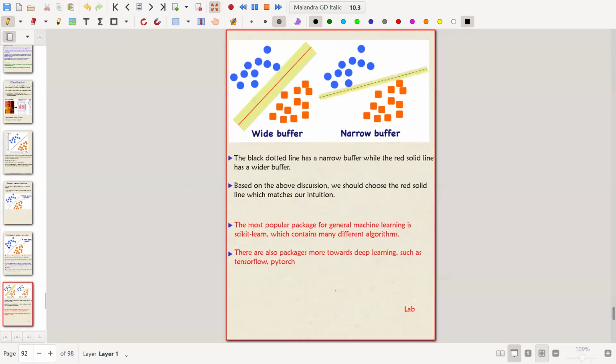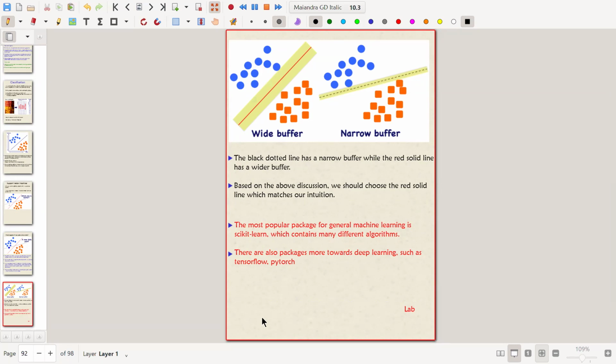So you can see what I mean by buffer. On the left, this is a wide buffer, because you have a lot of spacing between the two classes. But on the right-hand side, it has a narrow buffer, because it's very close to the data points of the classes. So a wide buffer is generally good. Our problem is that we want to maximize the buffer. That's what I told you just before. I want to maximize the buffer.